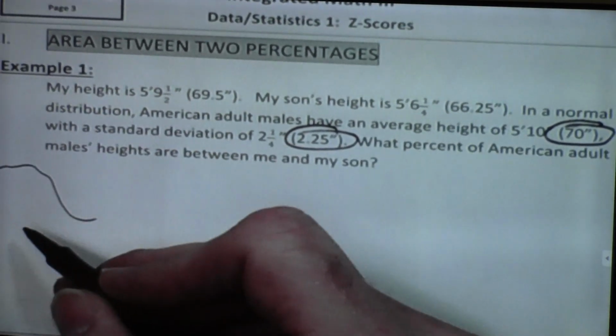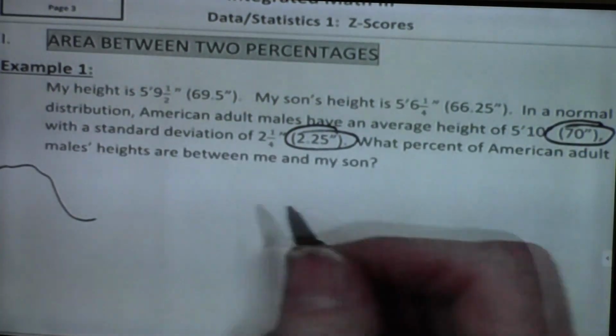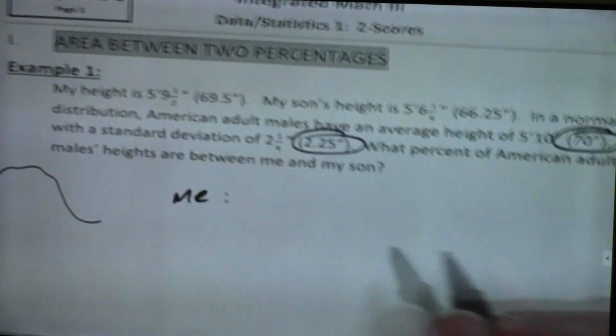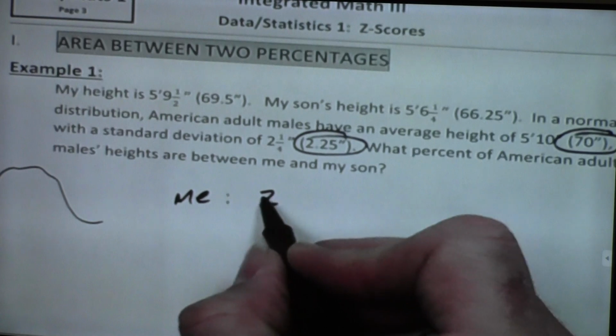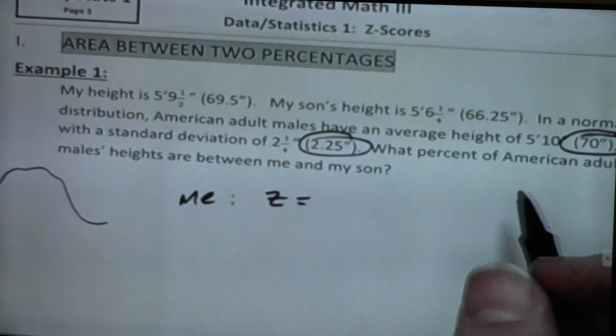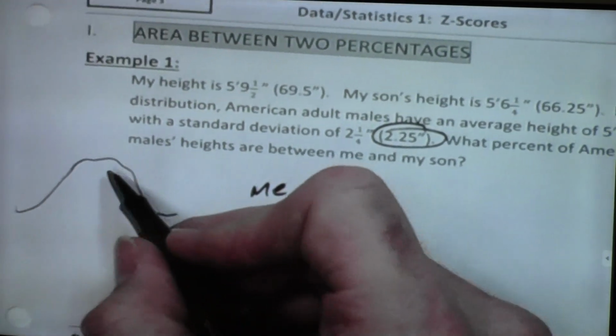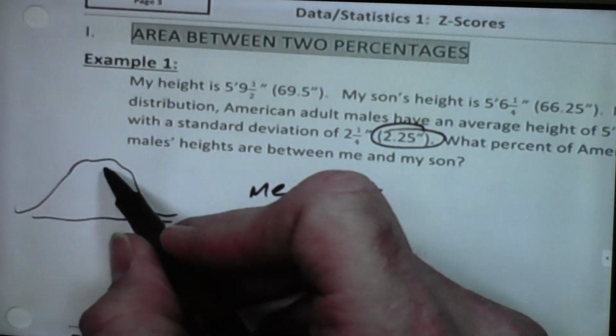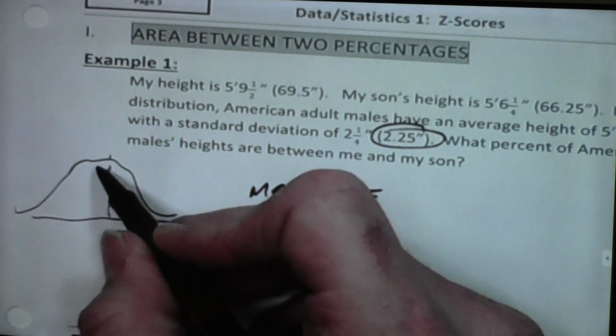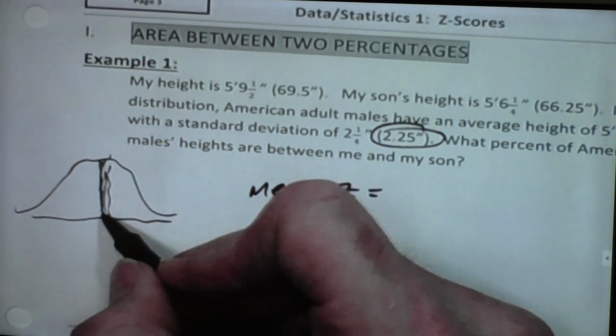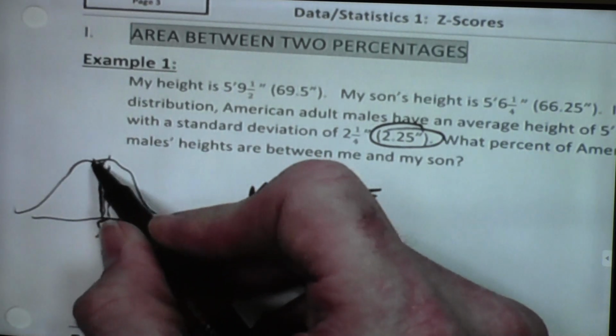I like to do it most of the time, but here with z-scores, you really don't need to. All you really need to do is figure out my z-score. Let me talk about the idea of what's happening. Here's the norm. My height is a little bit below it.